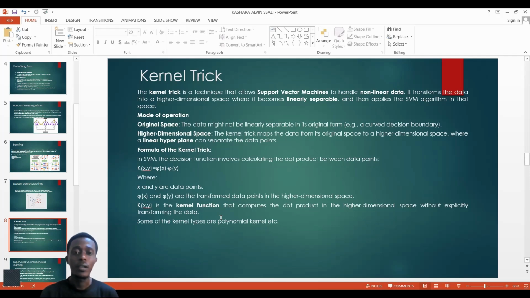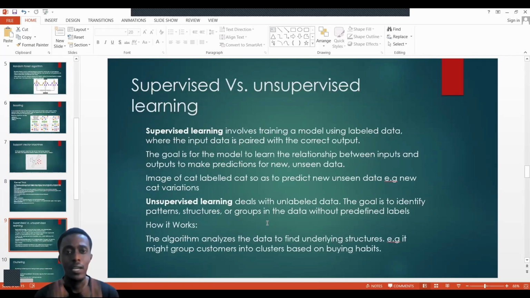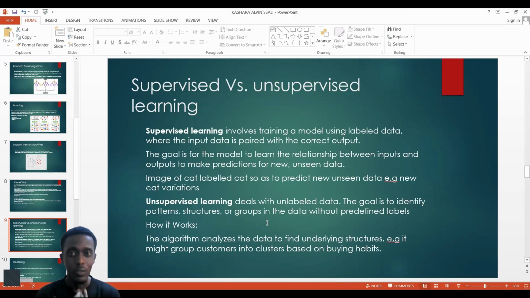You could think of a polynomial kernel and also others that can also be used in this trick. Then supervised and unsupervised learning. Supervised, we all know, involves training a model using labeled data, where input data is paired with the correct output. The goal is to learn the relationship between inputs and outputs, to predict new and unforeseen data.